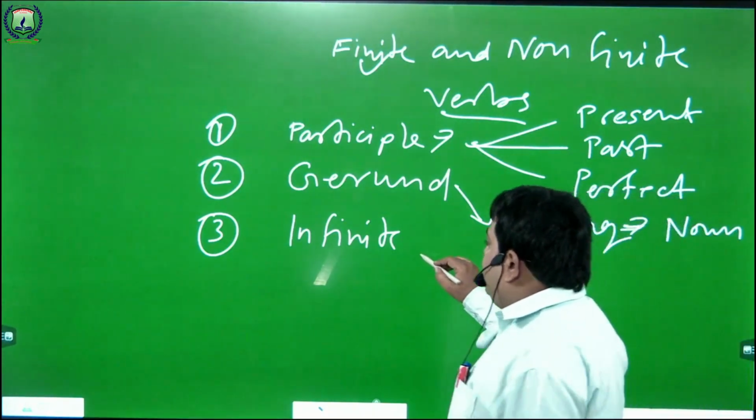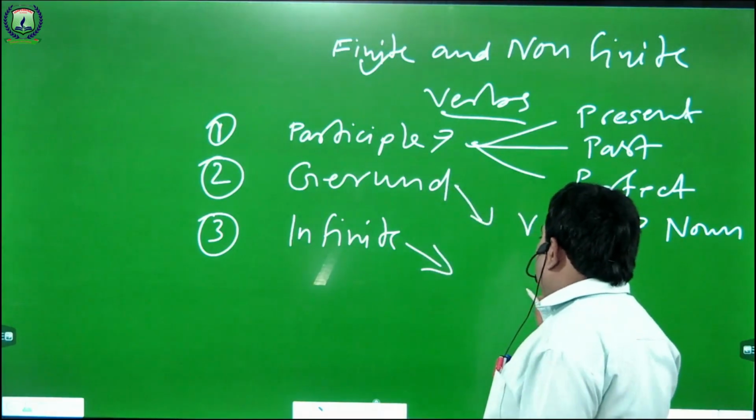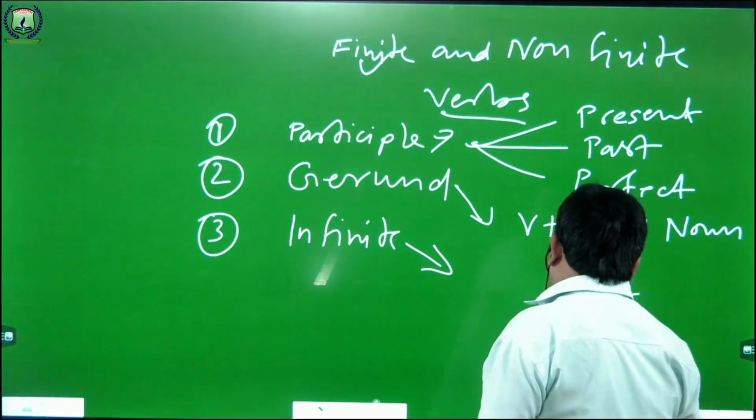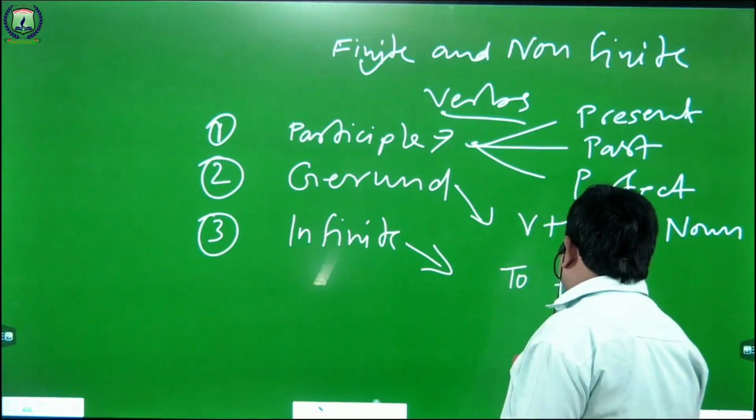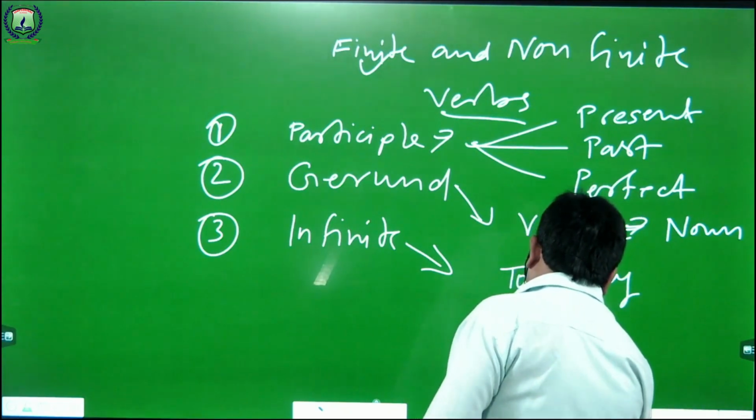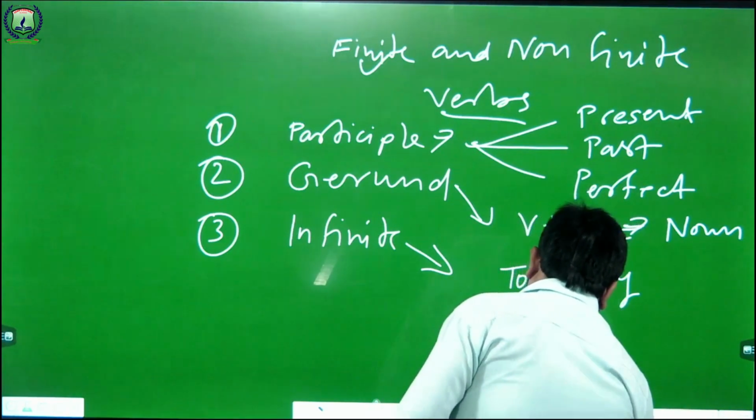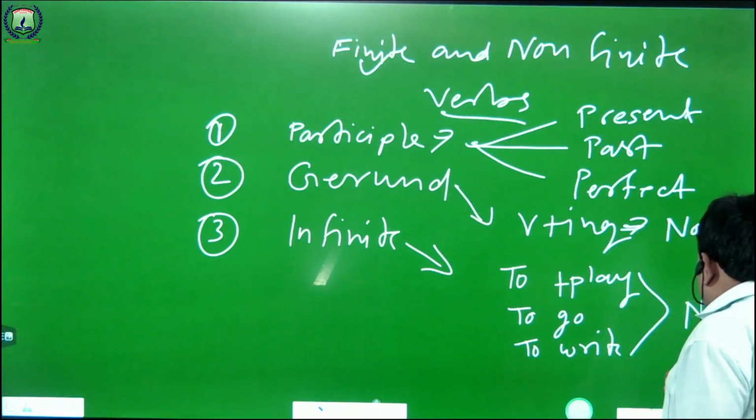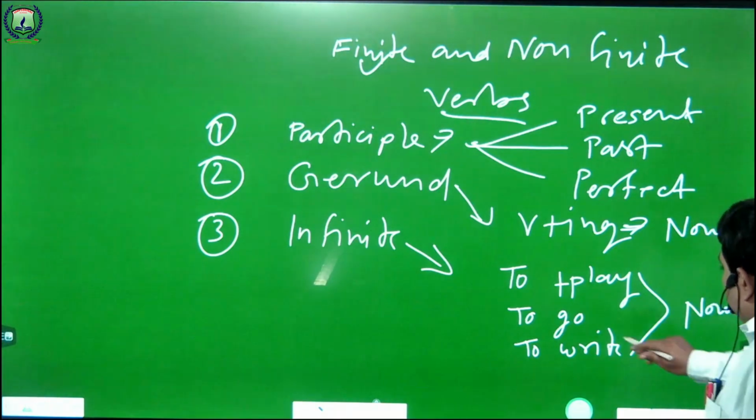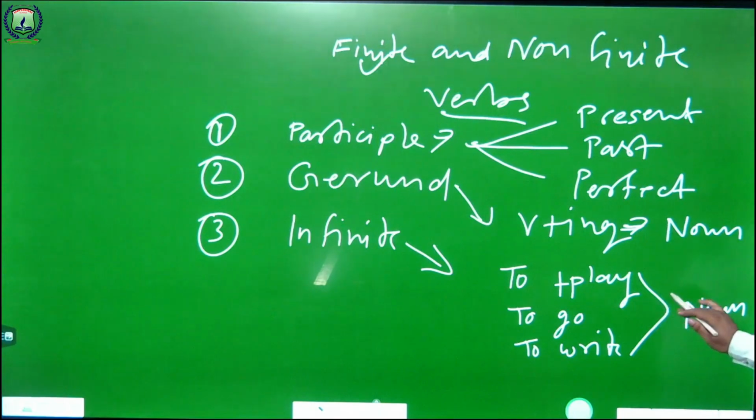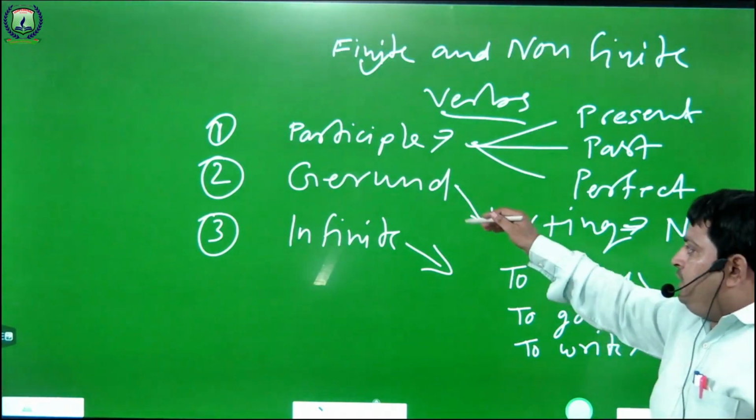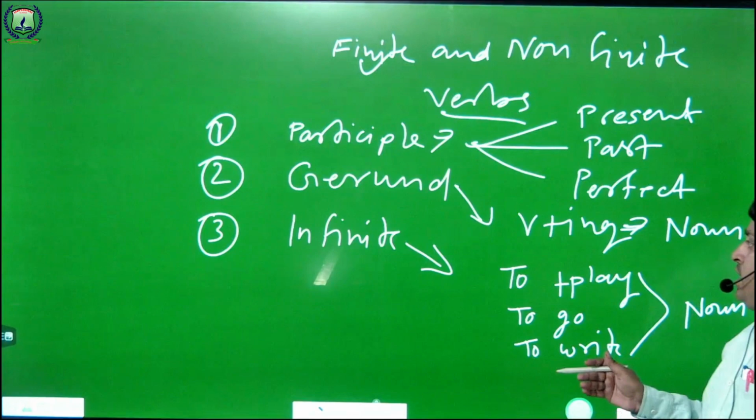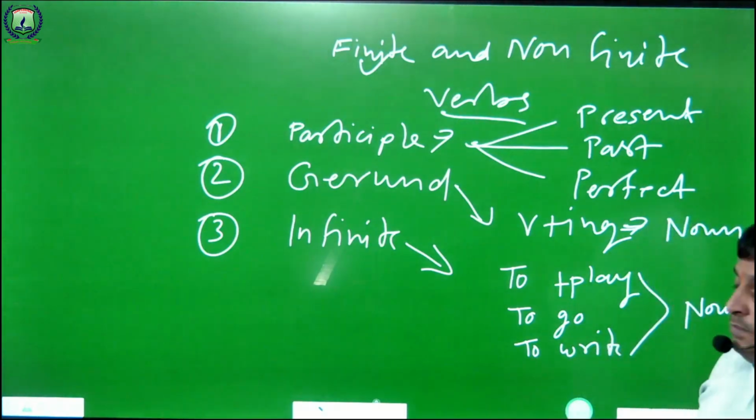Okay? And infinitive. Here infinitive, before the main verb play, when you are using to, to play, to go, to write, these verbs also give the sense of noun. And these verbs are also used like gerund. So these two, gerund and infinitive verbs, are also used in a sentence as a noun, as a subject.